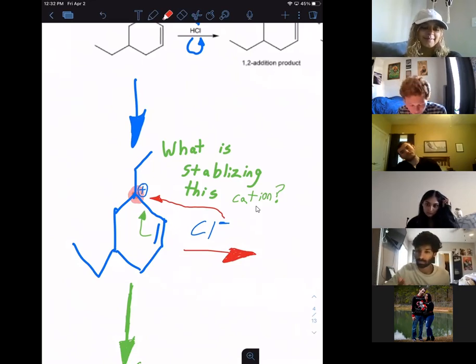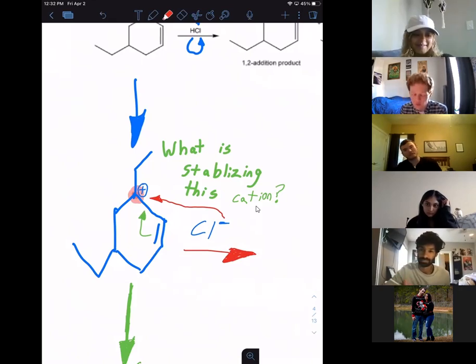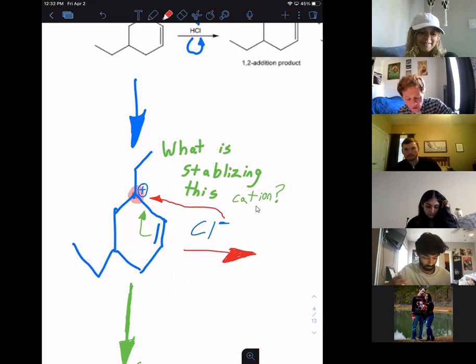Substitution. Oh yeah, I see what you're saying. Yeah, it's tertiary, so it's a tertiary and it's allylic. Exactly. So that makes it like the most stable type of cation you could think of. Good job, guys.